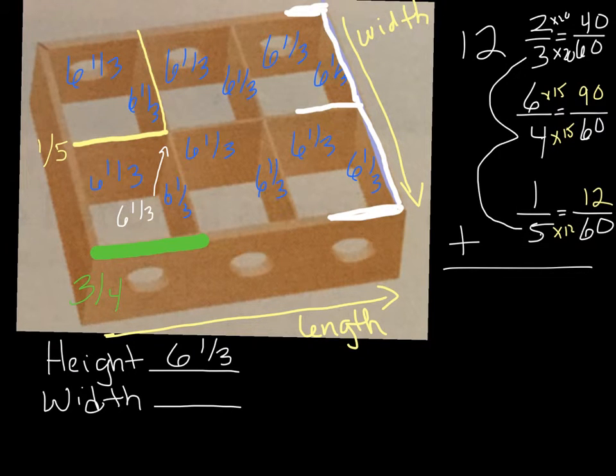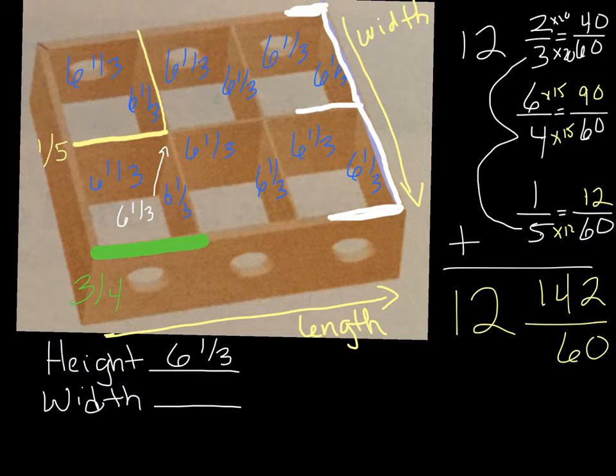Now we can add our numerators, starting in the ones column. 2 plus 0 plus 0 is 2. And 4 plus 9 plus 1. 9 plus 1 is 10, plus 4 is 14, so you get 142 over 60, and our whole numbers add up to 12. We can see that we have an improper fraction that we need to fix, so we need to ask ourselves, how many times will 60 go into 142?